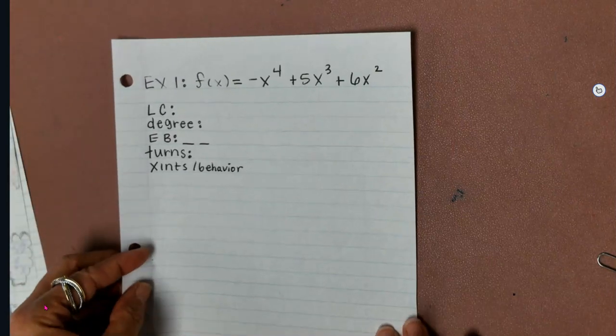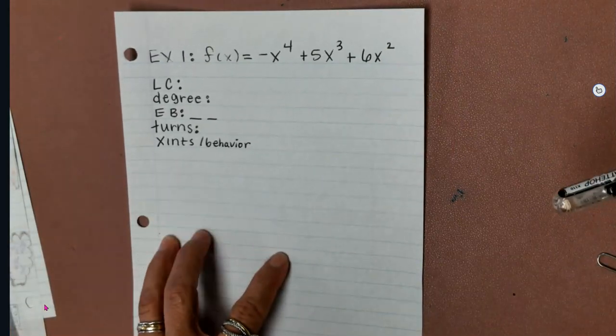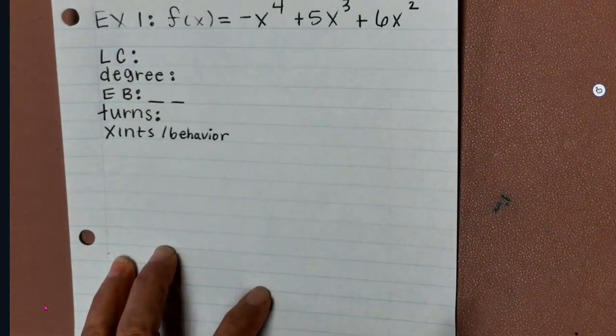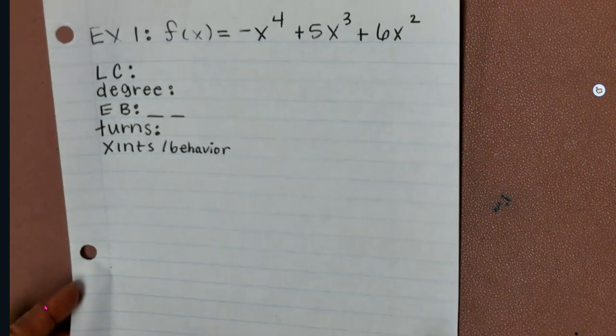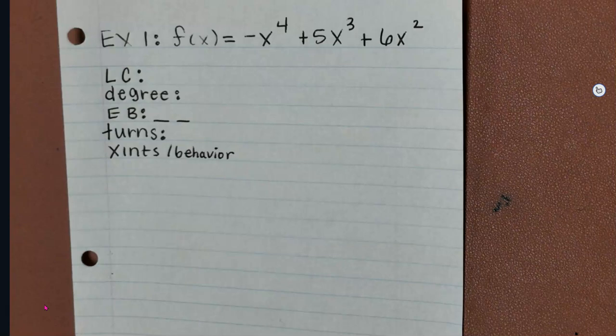Okay, so let me just see if I can zoom in a little more here. All right, this is our first example. So for our first example, all examples, they're either going to be in standard form or they're going to be in factored form. It is so easy to tell if it's in factored form because it will have parentheses. Are there parentheses here? No, this is standard form, guys.